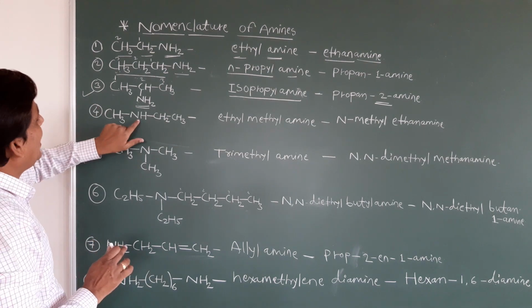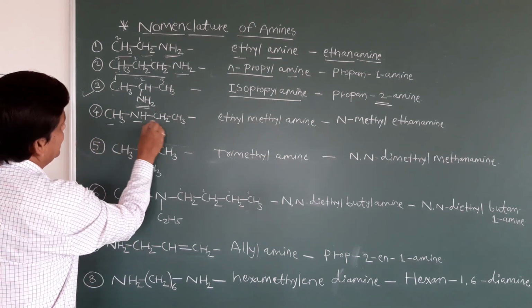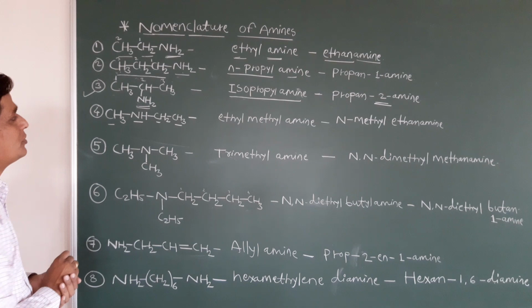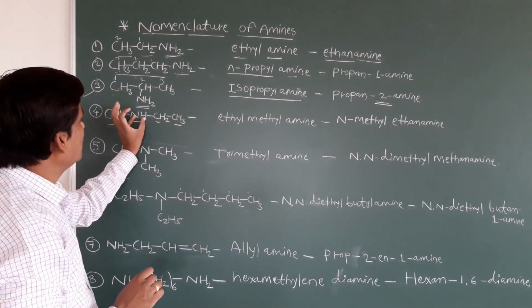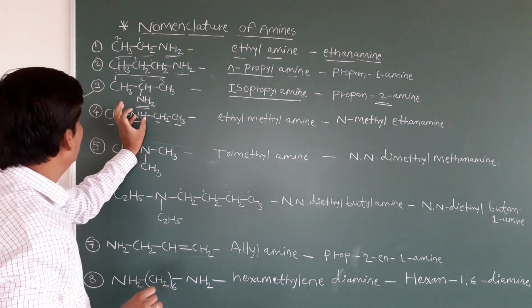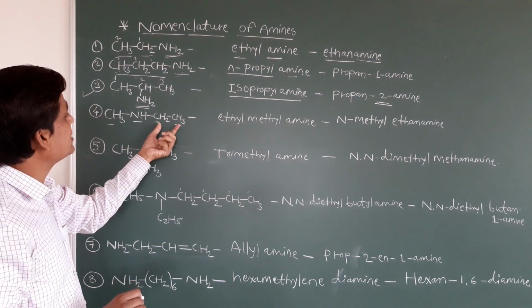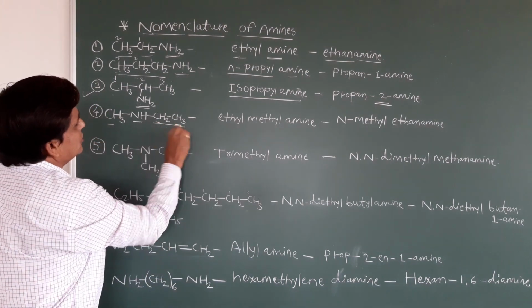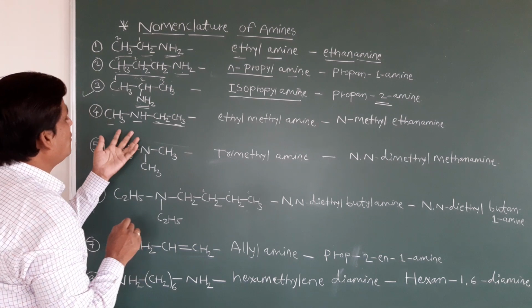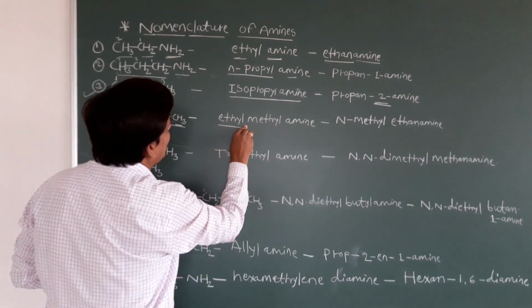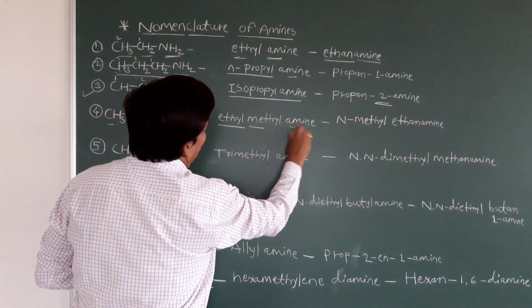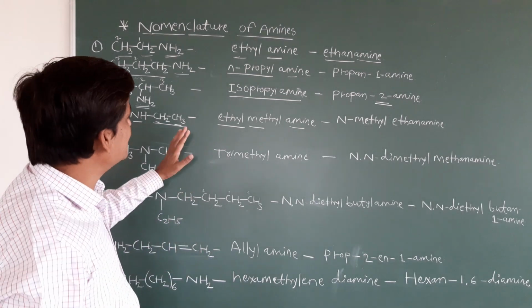See another example here. CH3NH, then CH2CH3. Okay students, this is the amine group. So this is a secondary amine. On this side a methyl group is attached, and on this side CH2CH3, which is an ethyl. So if you want to give the common name, you can say it is ethyl methyl amine. Ethyl methyl amine is the common name.